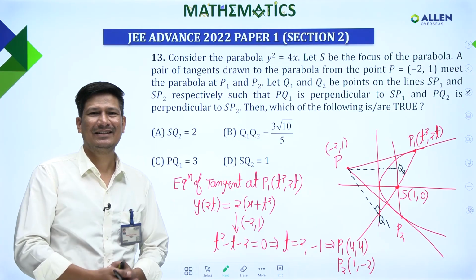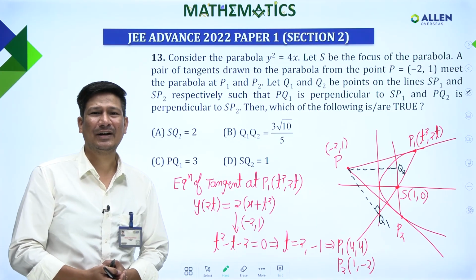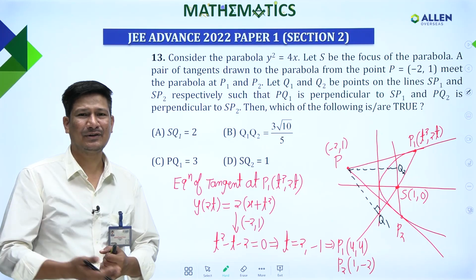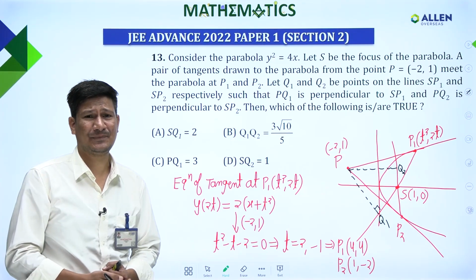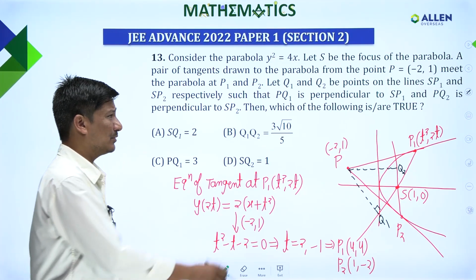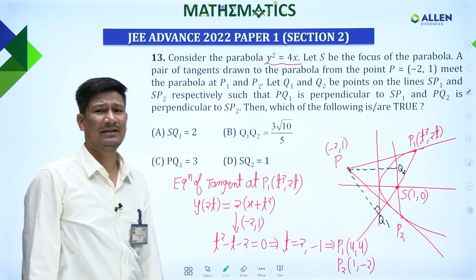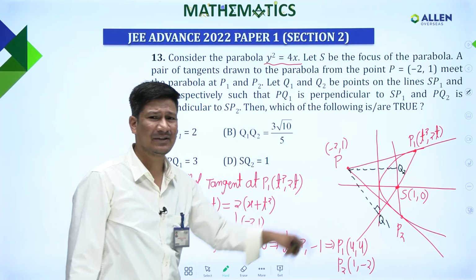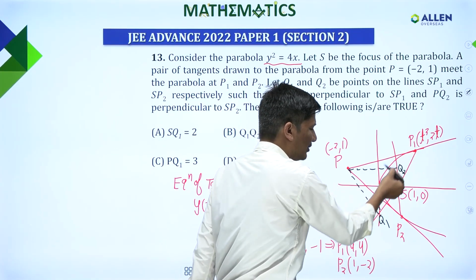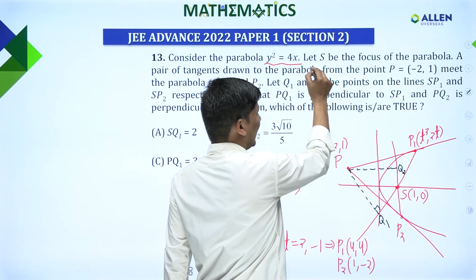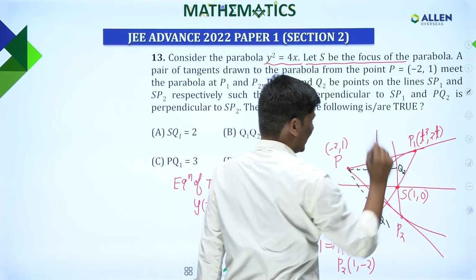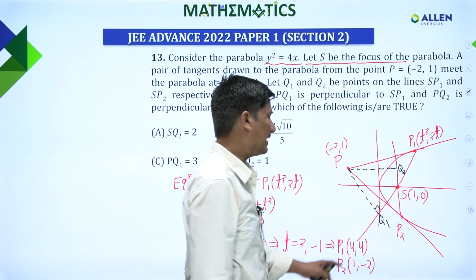So the next question is basically from the conic sections, and under conic sections, from the parabola part. The question is: consider the parabola. We are given the equation of the parabola as y square is equal to 4x. I have drawn the diagram in front of you. That is the parabola y square is equal to 4x. Now, let S be the focus of the parabola. Guys, S is the focus, and its coordinates we can easily write down.